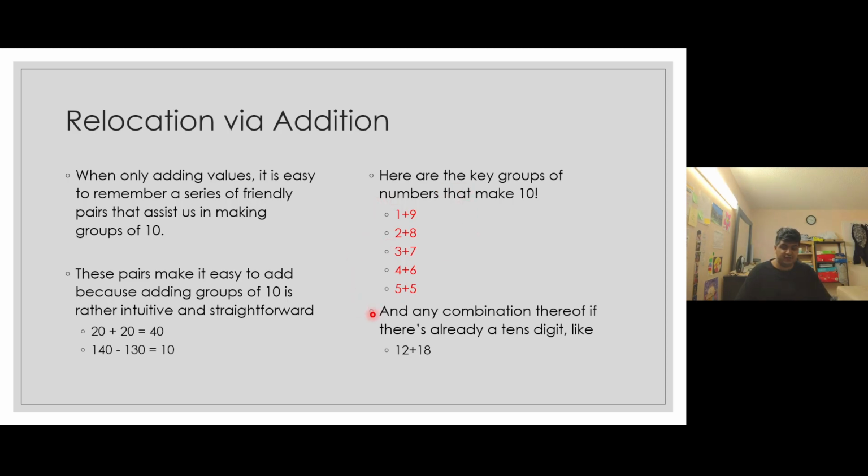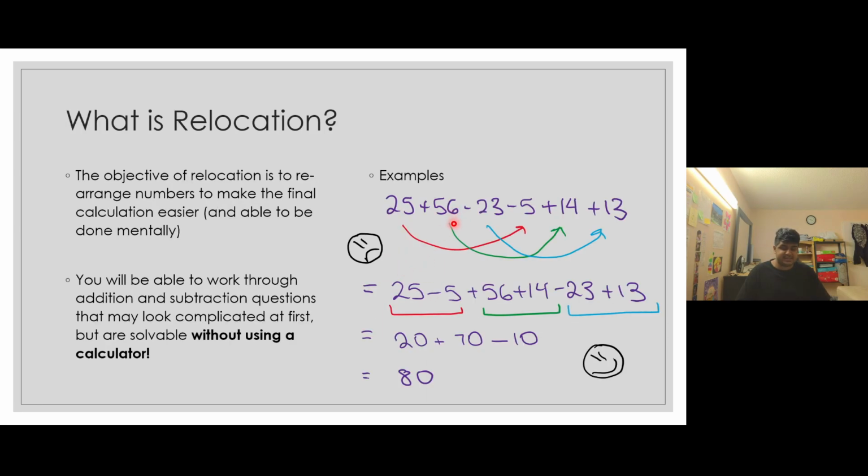There are actually 5 distinct pairs that do this: 1 plus 9, 2 plus 8, 3 plus 7, 4 plus 6, and 5 plus 5. You can see we used 4 plus 6 in the previous example where we had a 6 and a 4, which of course 6 plus 4 is equal to 10.